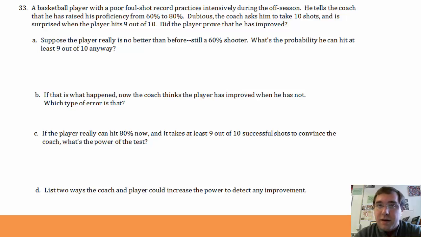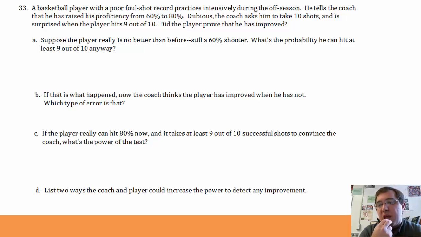Did the player prove that he has improved? Your immediate thought should be, no, he's proved nothing. But, part A, suppose the player really is no better than before. Suppose he's still actually a 60% shooter. What's the probability that he can hit at least 9 out of 10 anyway? Because it could be that the sample's too small, he just happens to make 9 out of 10, even though he's really only going to make 60% of his shots.